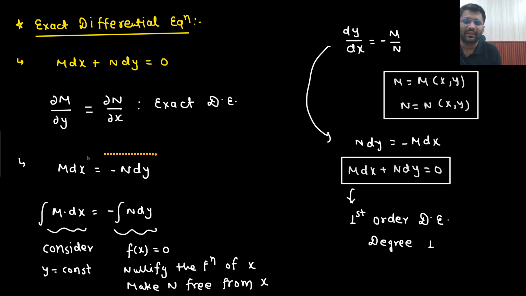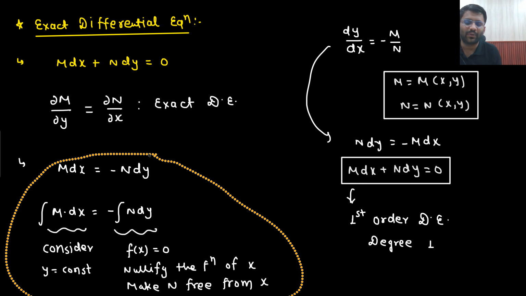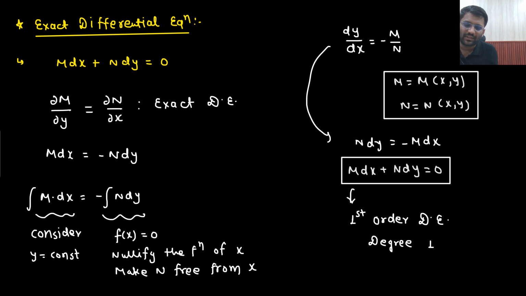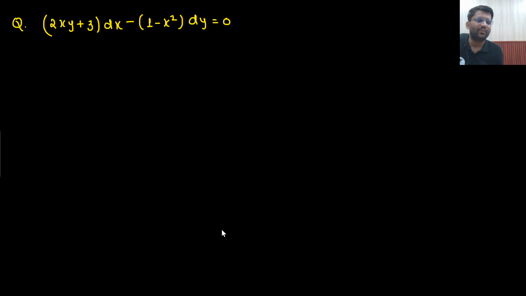If it is an exact equation, then I will be very happy. I simply need to integrate. When I integrate M dx, I will keep y constant, and when I do N dy, I will make sure that N is free of x. Let's do the examples. It will be more clear to you.